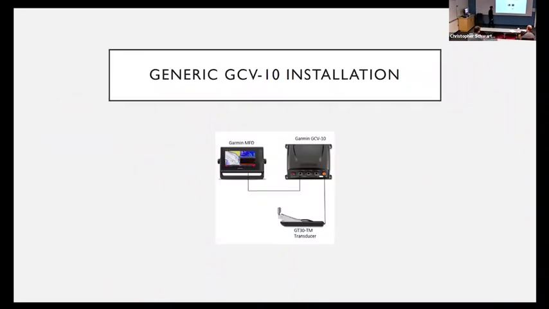So here is a generic installation schematic. It's fairly simple. The transducer gets plugged into the processor with the cable they provide, and then up to 3 multifunction displays can be connected with just regular Ethernet cables to the processor enclosure. And you provide DC power and you're up and running.